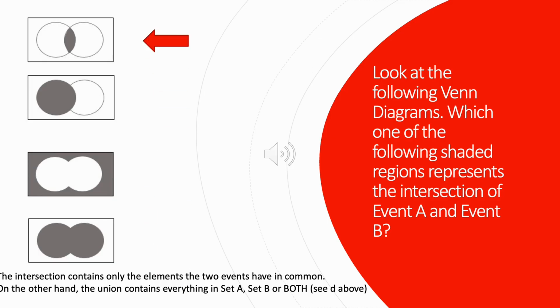Look at the following Venn diagrams on the left. Which one of the following shaded regions represents the intersection of event A and event B? The correct answer choice is the first diagram. The intersection contains only the elements the two events have in common.